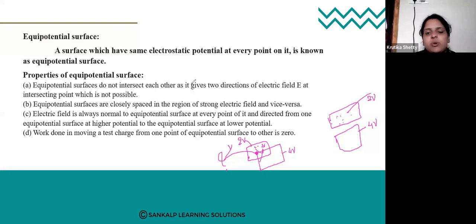Equipotential surfaces do not intersect with each other as it gives two directions of electric field E at intersecting point, which is not possible. So one reason ಏನಾಗುತ್ತೆ, a point of intersection ಅಲ್ಲಿ what is the potential value that you cannot determine. Second thing is what, here whatever that equipotential surface is there, it gives the direction of the electric field. So again equipotential surface ಇದೆ that is giving the direction of the electric field.